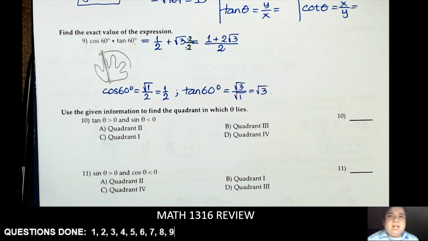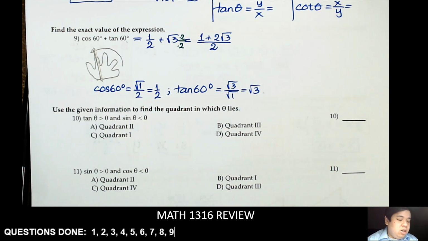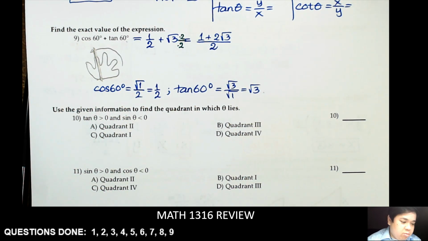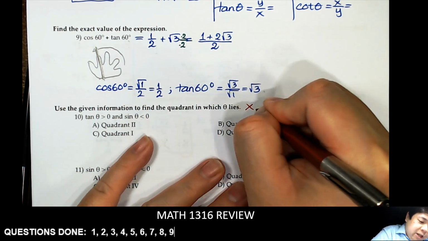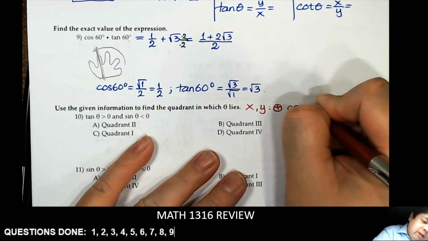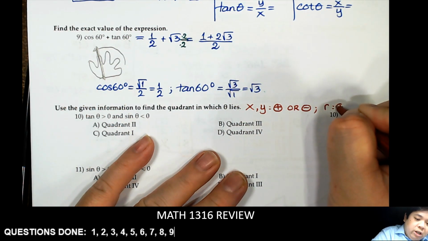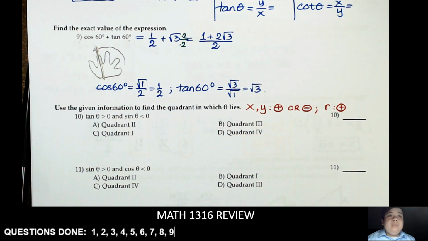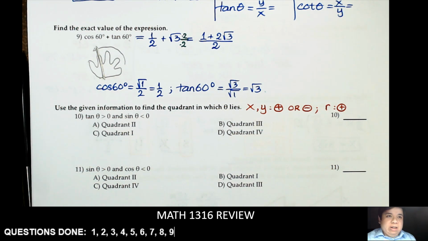In this case, of course, there's a mnemonic to memorize this, like All Students Take Calculus, something like that. But let's just base everything on the definition here. First, a few things. X and Y can be positive or negative, but R has to be positive only. I think I'll do number 10 now. I'll let you do 11.